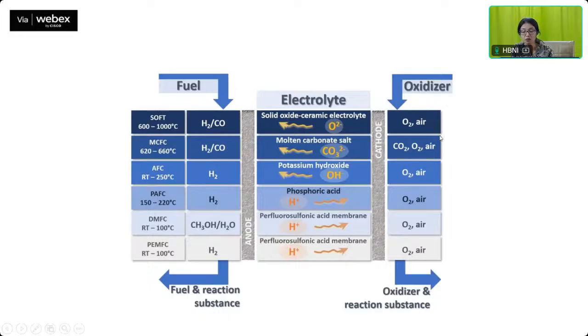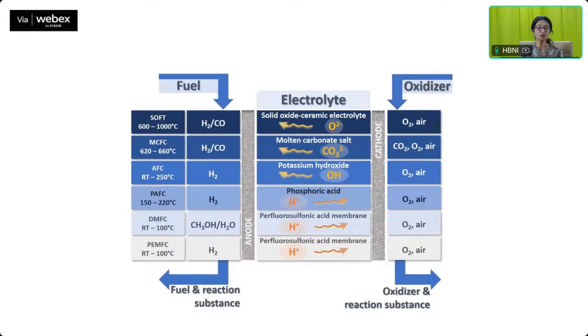The oxidizer can be oxygen, it can be carbon dioxide, but mostly it is oxygen. And the electrolyte can be a solid oxide ceramic electrolyte. It can be a molten carbonate salt in case of MCFC. It can be potassium hydroxide in case of the alkaline fuel cells, short form AFC. Then you can have phosphoric acid as the electrolyte in case of PAFC.